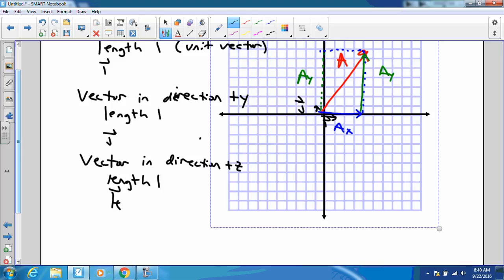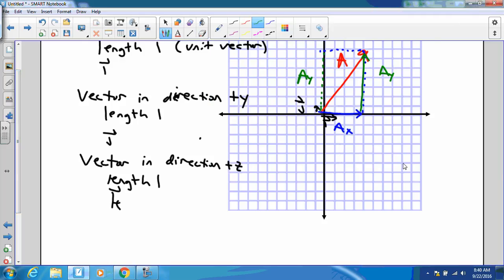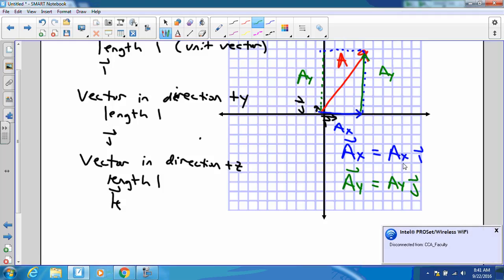And now we can think of ax as a stretch of I. In other words, a scalar multiple. So that what we have here, really, as a vector, is ax. The vector is equal to the length ax. Ax, the vector, is equal to the vector I stretched by a factor of ax, or its component. And likewise, ay, the vector, is equal to ay times the unit vector j.